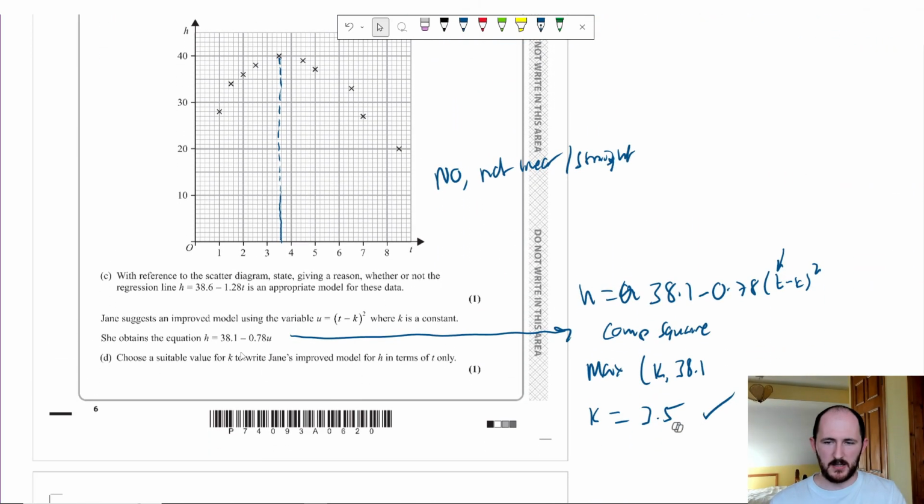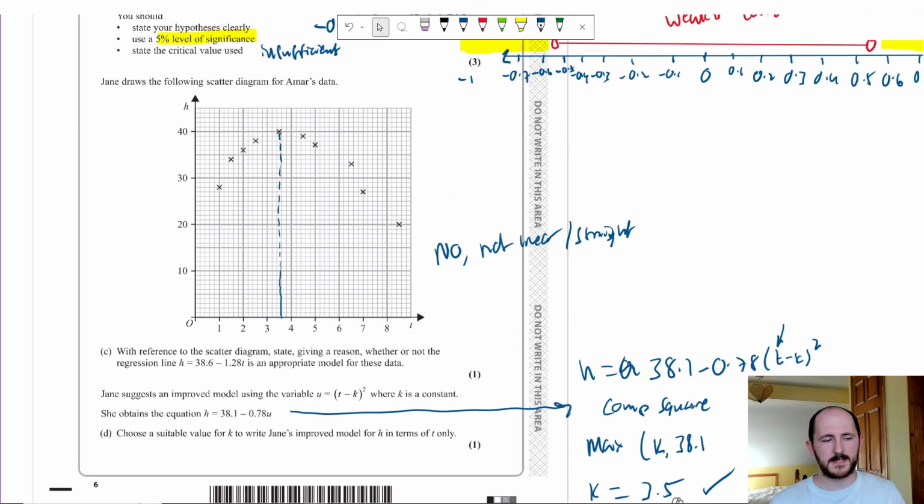Again, use a lot of your pure knowledge in order to answer stats questions. There's more overlap than you think.